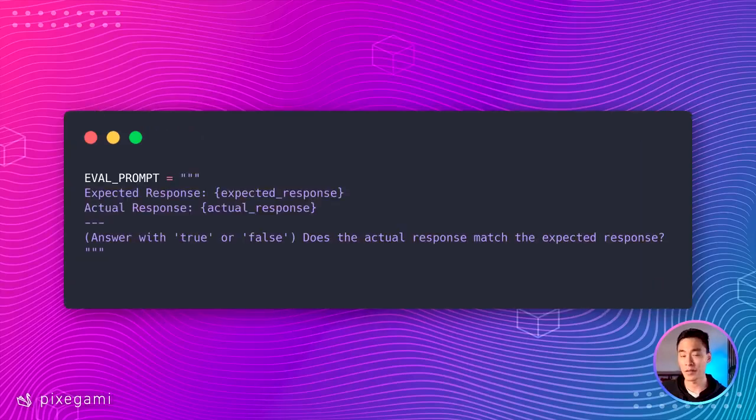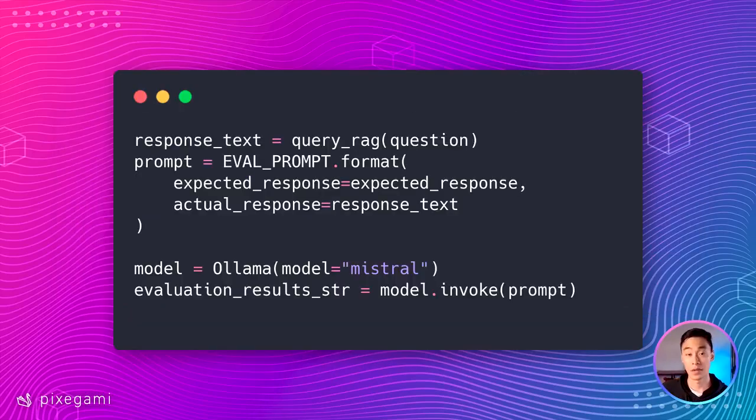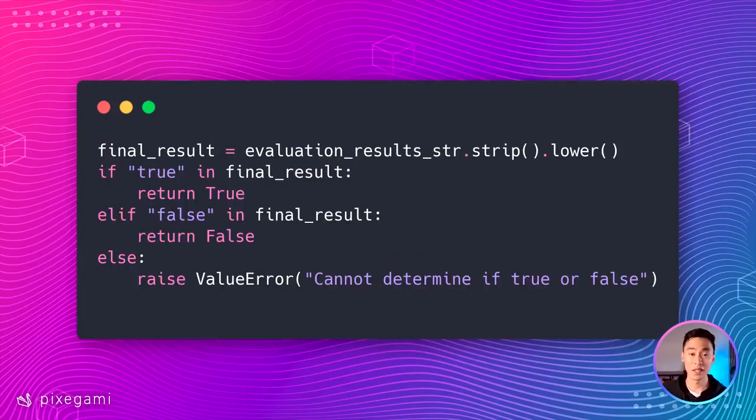We can start by having a prompt template like this that asks the LLM to judge whether these responses are equivalent. Then, as part of our test, we'll query the RAG app with our question, and then we'll create a prompt based on the question, the expected response, and the actual response. We can then invoke our LLM again to give us its opinion. We can clean up the response we get from that and finally check whether the answer is true or false. And this is something we'll actually be able to assert on as part of our unit test.